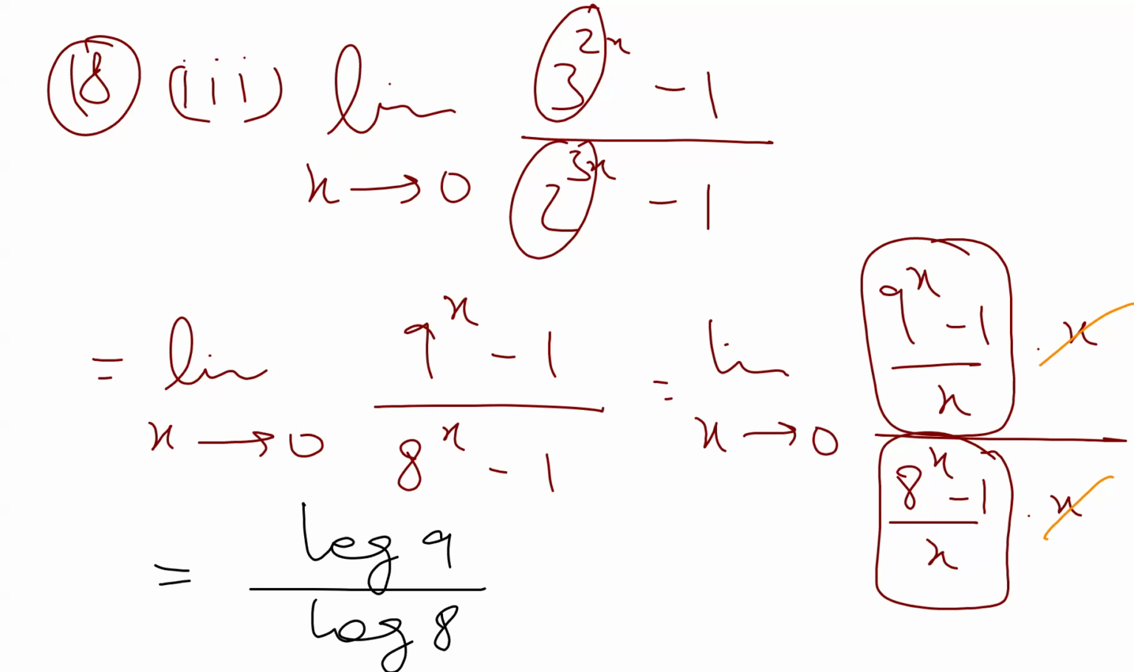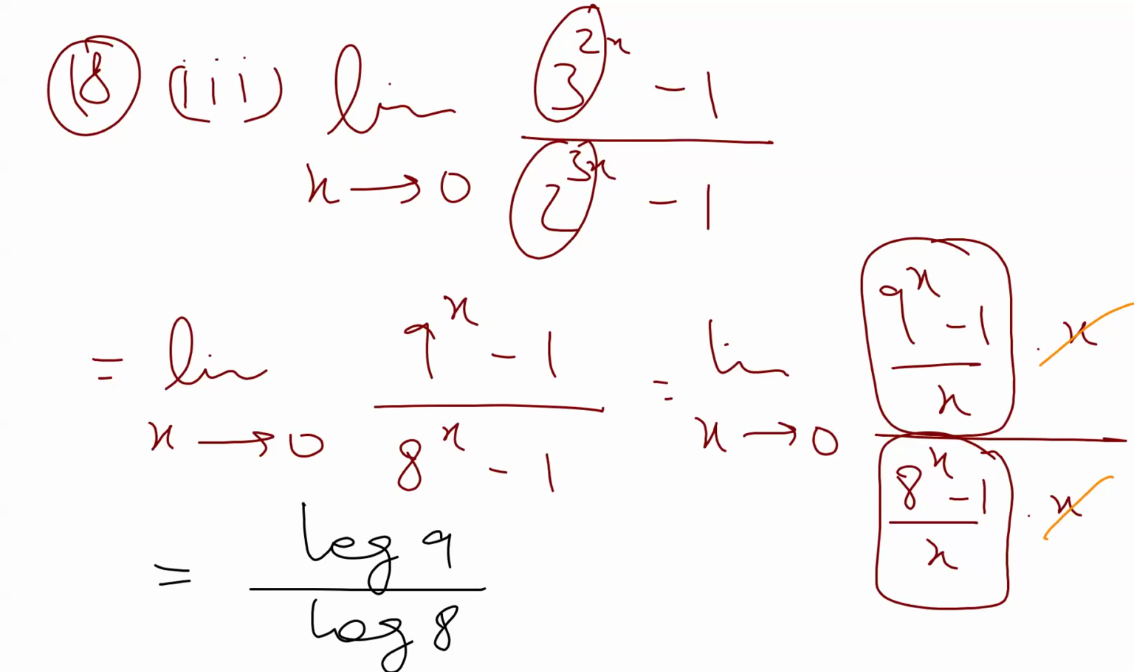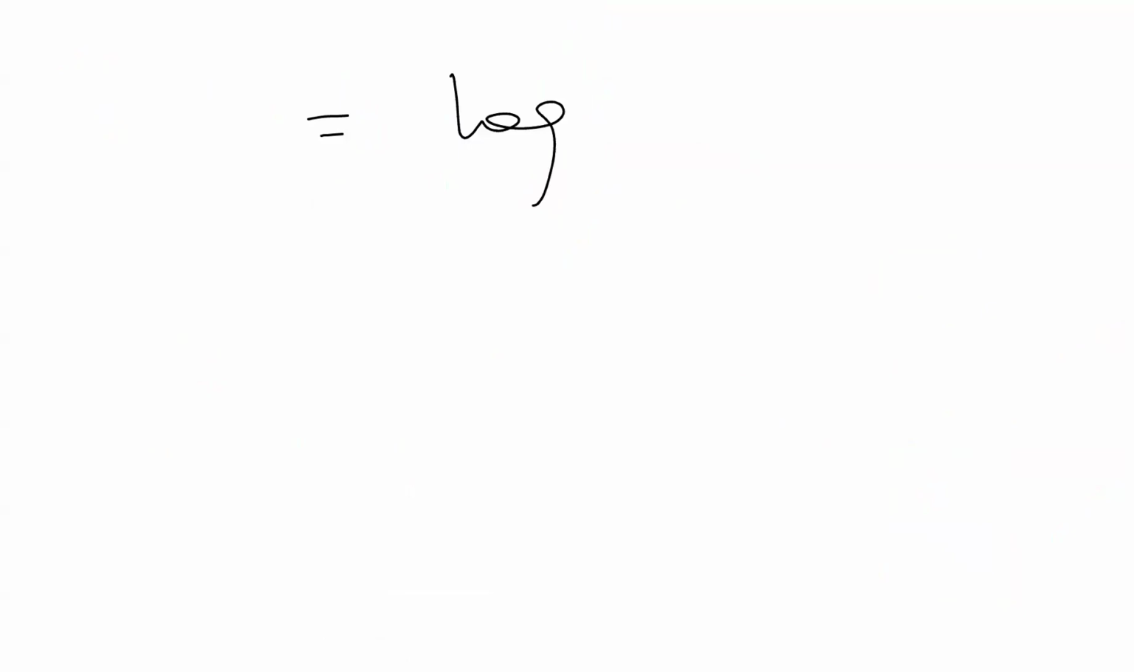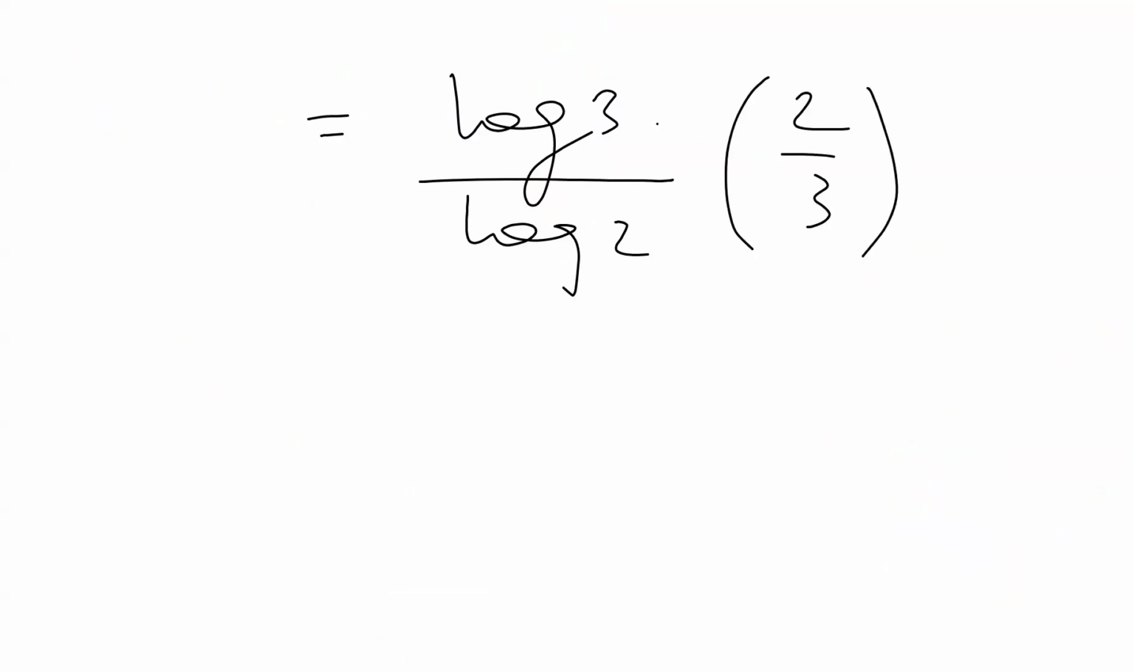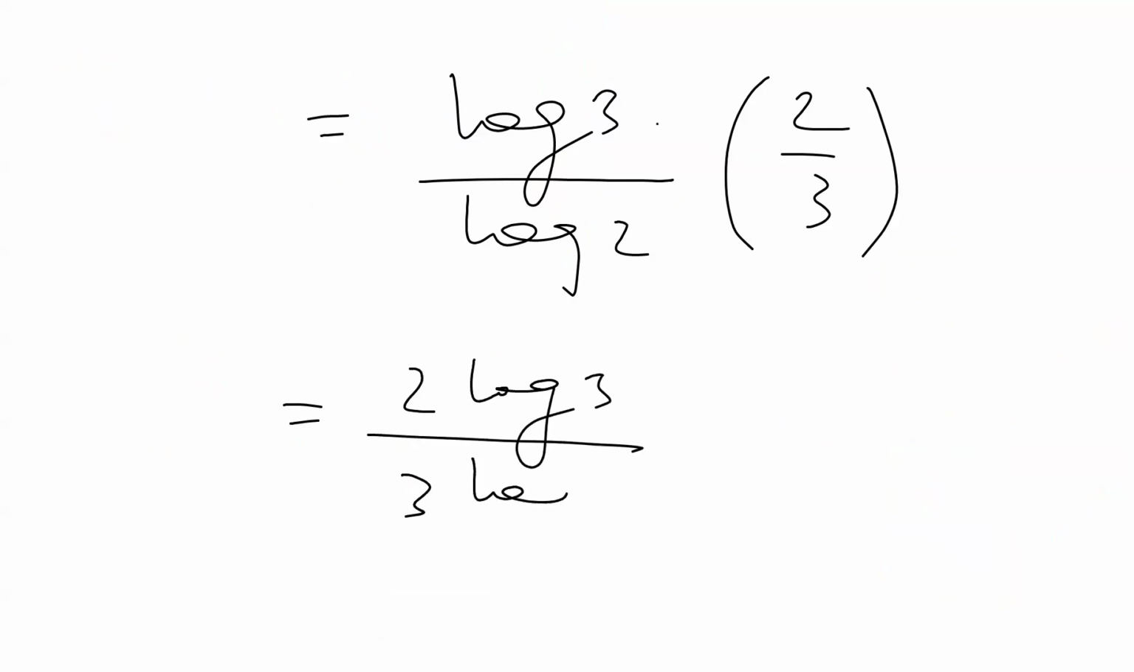Question number 22, sub question 2. Sir, I have a question. Ask. In that sum, are you allowed to multiply and divide by 2x in the numerator and 3x in the denominator? Yes. So then you get log 3 upon log 2 into 2 by 3, right? Yes, sir. This is Rehan. Yes, Rehan, good.